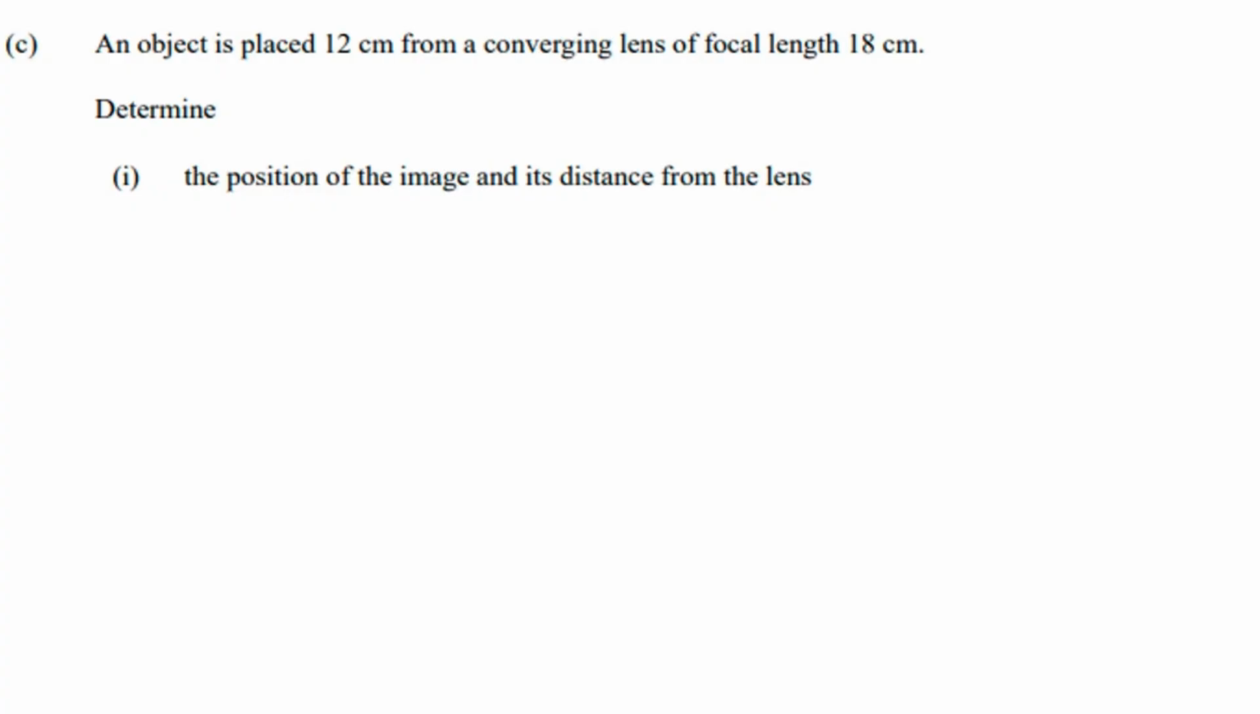Sir, I got negative 36. Yeah, negative 36 centimeters for which variable? For the image distance. Right. Okay, so what about the position? I think they say they wanted to determine the position. So when they mean position, what do they mean? Like if it's real or virtual?